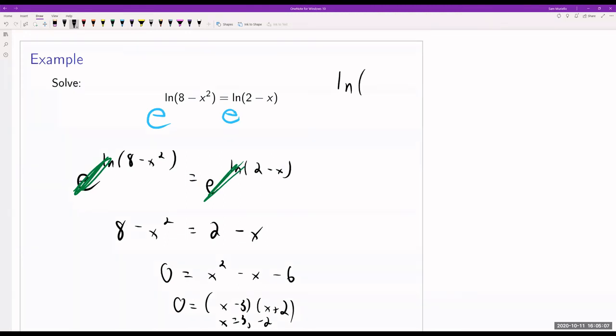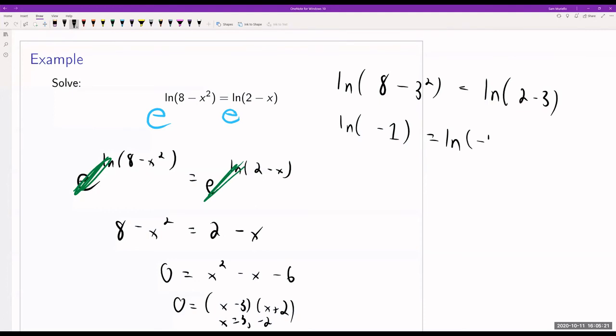If I were to take 3, (8 minus 3) squared would be ln of negative 1. And that's a big issue. On the other side, I would get ln of 2 minus 3 and also ln of negative 1. Now we see that this looks like it should be okay. ln of negative 1 equals ln of negative 1, but remember, you're not allowed to take an ln or any log of a negative number. So that's no good, and that's no good.